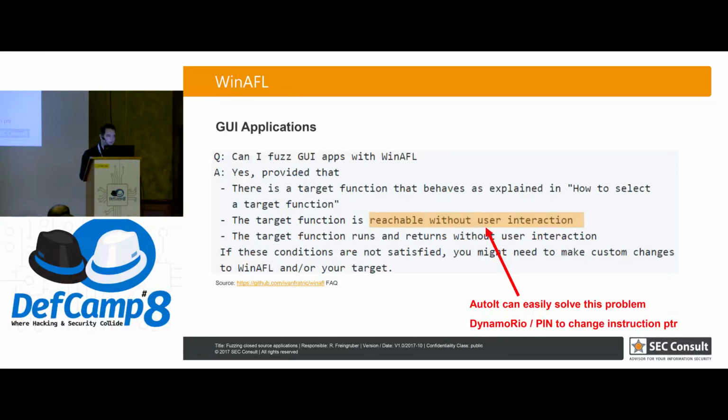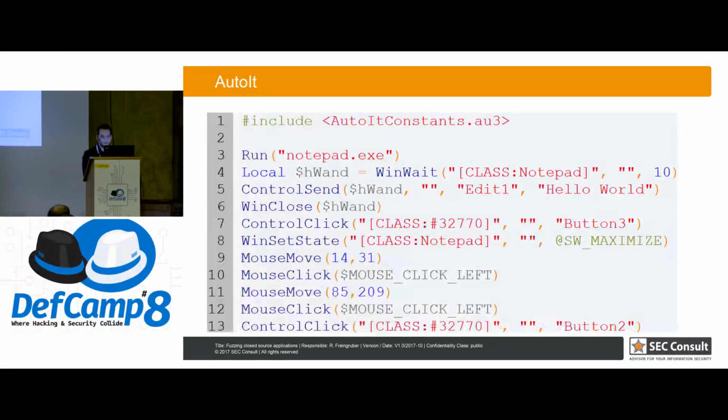And you can get the address of the target function by just enabling the logging, clicking on the button, and then you have the address of this function. But I will come to other techniques a little bit later on how you can get this address. This here would be the AutoIt approach.